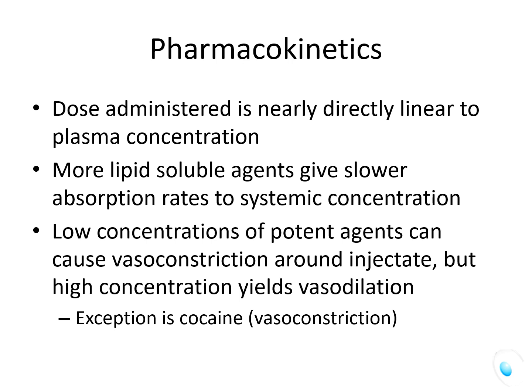A few more pharmacokinetic facts. The dose administered is nearly directly linear to the plasma concentration. Also, the more lipid-soluble agents will give a slower absorption rate to systemic concentration. And lastly, low concentrations of potent agents can cause vasoconstriction around the injectate, but at high concentration, they'll yield vasodilation.